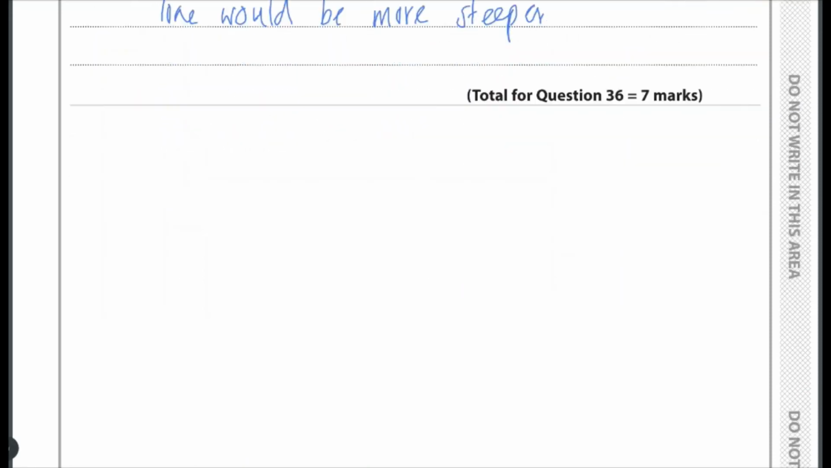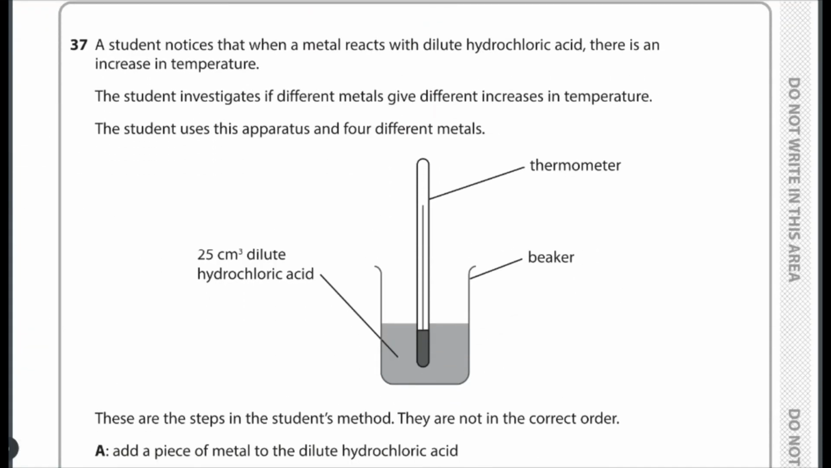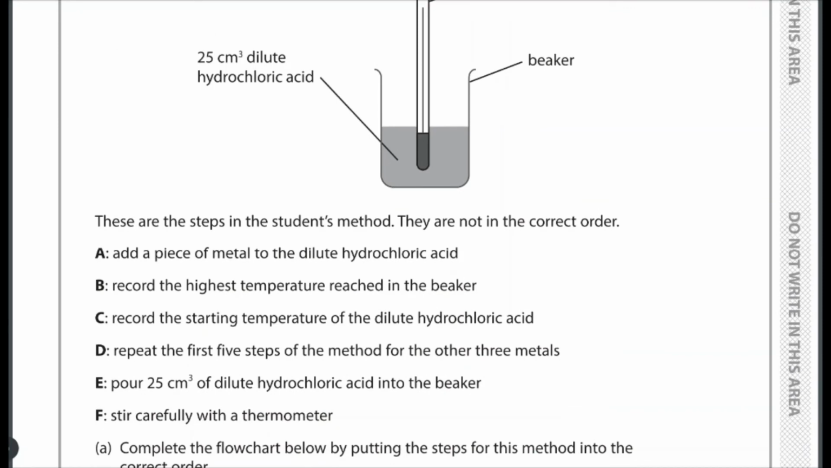Okay, next question. 37th question. A student notices that when a metal reacts with dilute hydrochloric acid, there is an increase in temperature. The student investigates if different metals give different increases in temperature. The student uses this apparatus and 4 different metals. There's a thermometer and a beaker, 25 cubic centimeters of dilute hydrochloric acid. So you need to remember that the volume is constant over here. These are the steps in the student's method. They are not in the correct order.